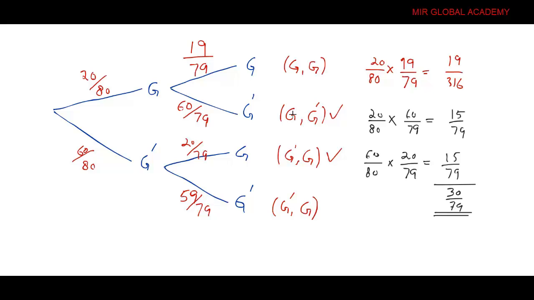So the probability of the first one, that is G then G complement, is 15 over 79, and the probability of the second option is also 15 over 79. When we have two different options, we have to add them. So just adding these two probabilities, the final answer is 30 over 79.